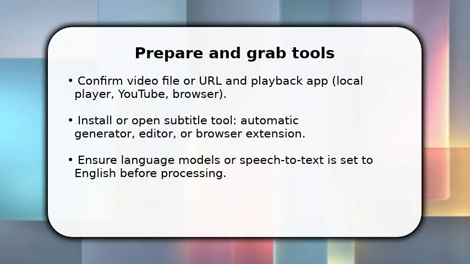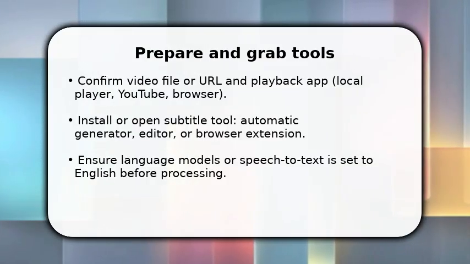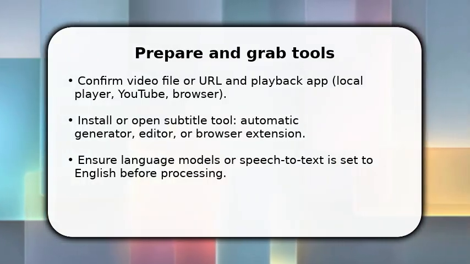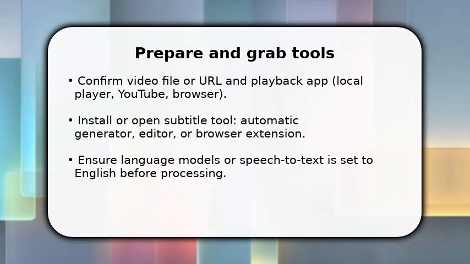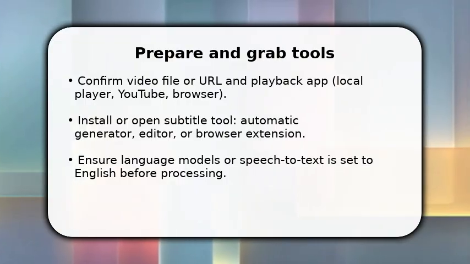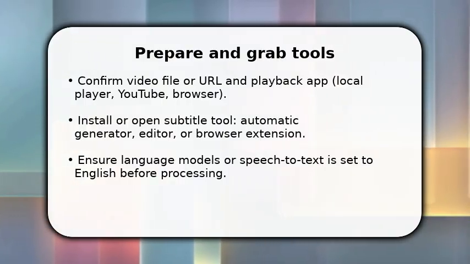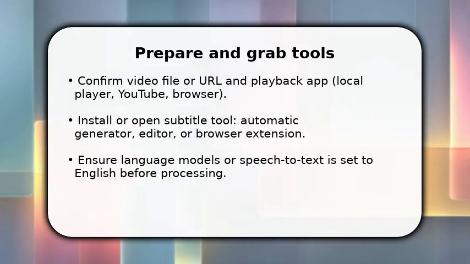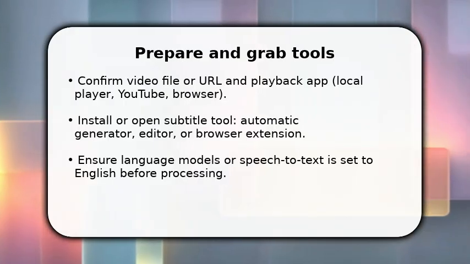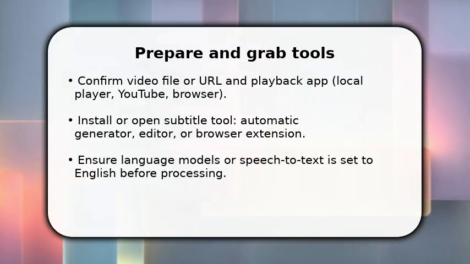You start by identifying the video source: local file, URL, or streaming app. Once done, open a subtitle tool that fits the source, a browser extension for web videos, or a transcription app for files. Make sure the speech-to-text language is set to English so accuracy improves. If the clip has multiple speakers, enable speaker separation or higher quality settings.